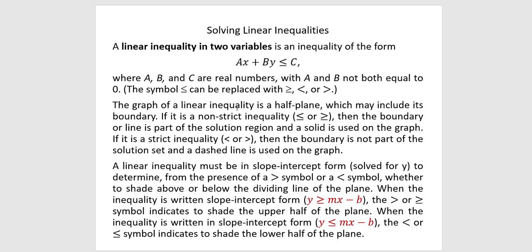If we have either the less than or equal to or greater than or equal to signs in our inequality, then this is a non-strict inequality and the line is part of our solution set, which is represented by a solid line. If we have either the less than or greater than signs in our inequality, then this is a strict inequality and the line is not part of our solution set, which is represented by a dotted or a dashed line.